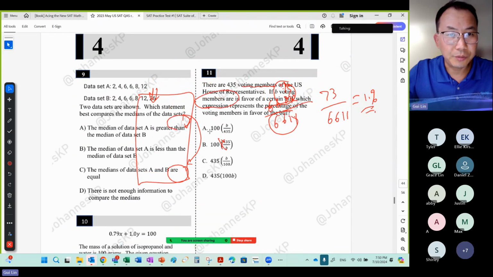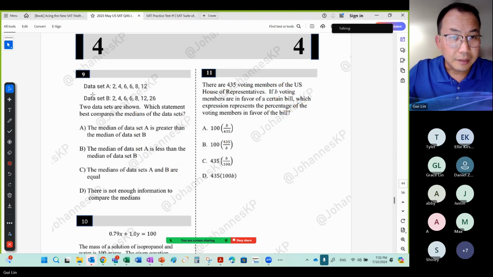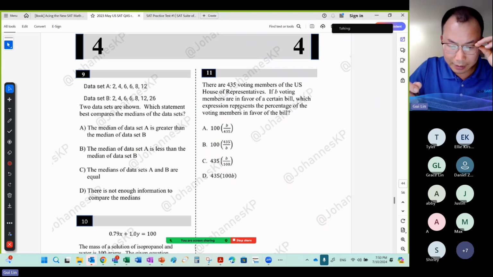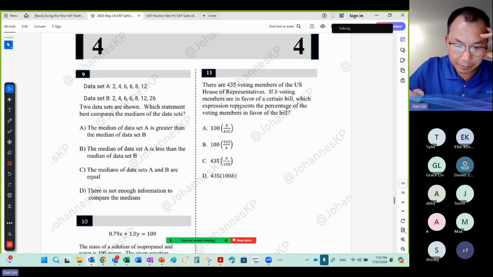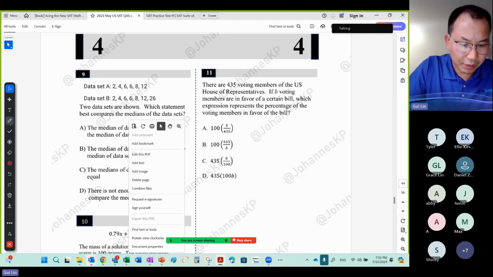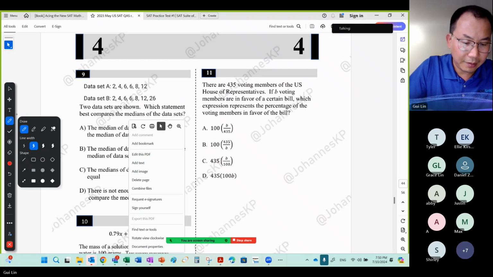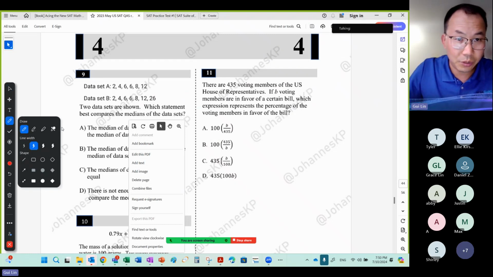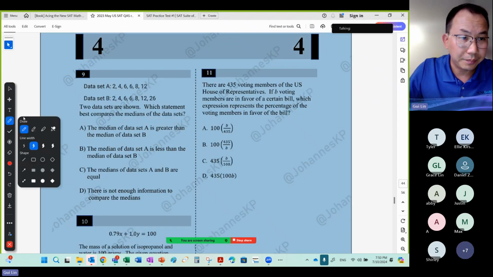All right, let's move on a little bit quicker. You can see a data set again. Number 9, two data sets. Set A: 2, 4, 6, 6, 8, 12. Data B: 2, 4, 6, 6, 8, 12, 26. Which statement best compares the medians of the data? Median, you can see, is just a statistic. That's why, whatever happens, this kind of question always shows up.